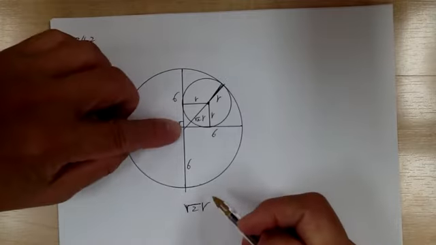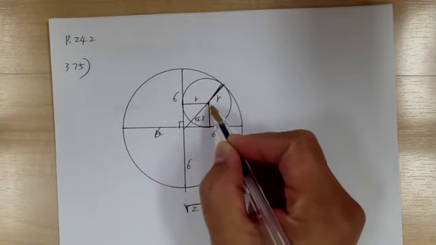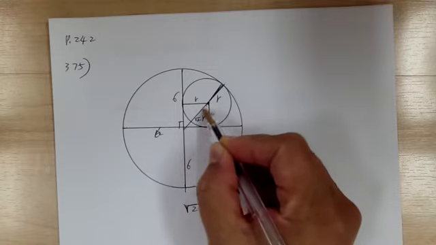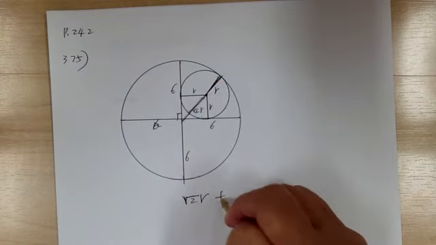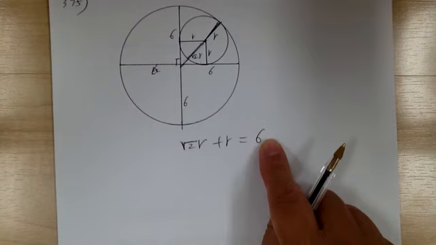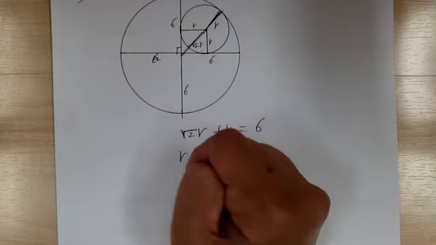Square root of 2 r, that's from here to here, because this is r and it's a 45 degree special triangle. So from here to here is square root of 2r, and from here to here is the radius, so plus r, and that will equal the big radius of 6. Okay, so let's simplify. So factor the r.